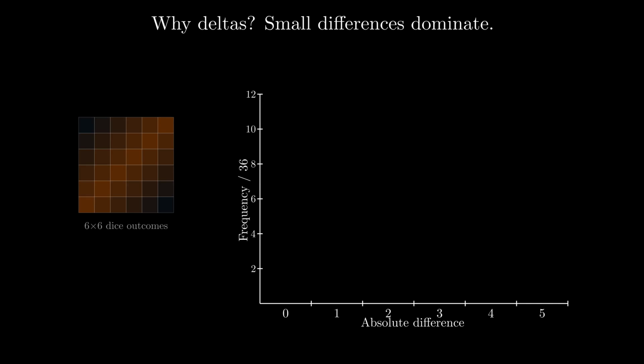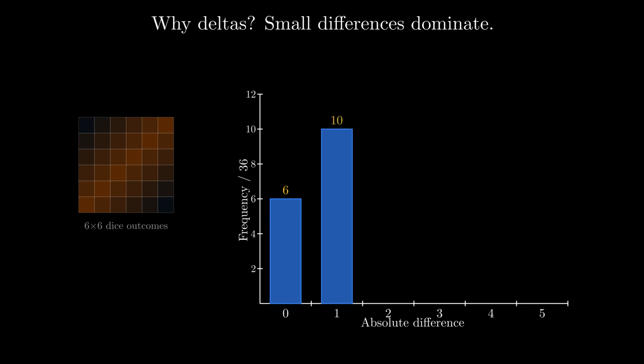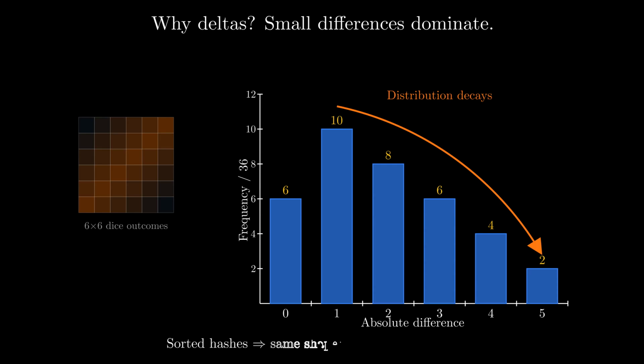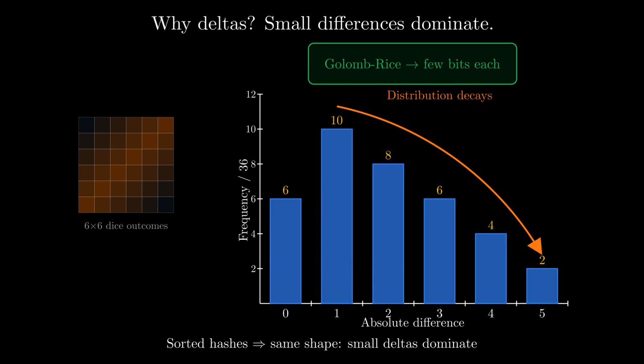Consider two dice. Roll them and look at the absolute difference. Out of 36 outcomes, a difference of 0 happens 6 times. A difference of 1 happens 10 times. 2 happens 8 times, 3 happens 6, 4 happens 4, and 5 happens just twice. The distribution leans hard towards small gaps. When you hash transaction data uniformly and sort it, consecutive hashes behave the same way. Tight clusters, small deltas, and Golomb-Rice coding squeezes those small numbers down to just a few bits each.